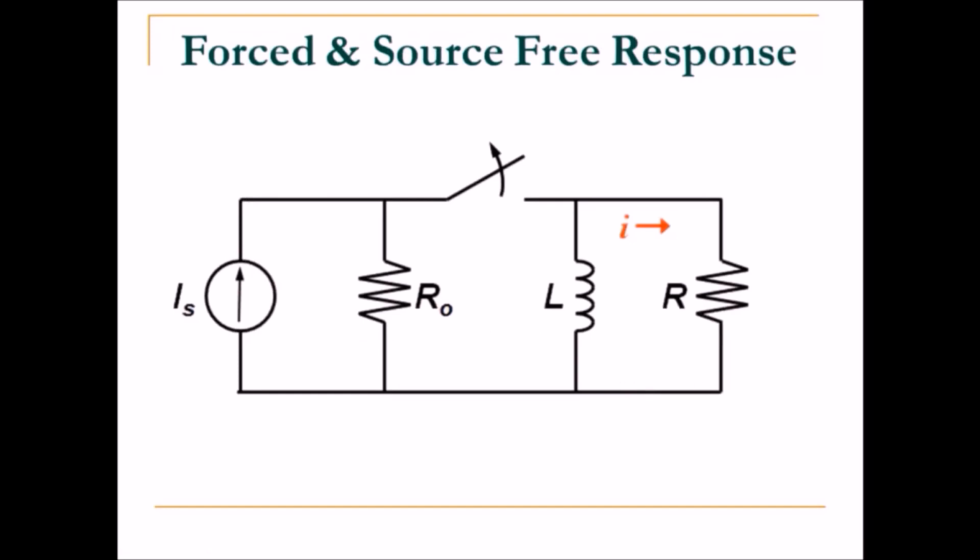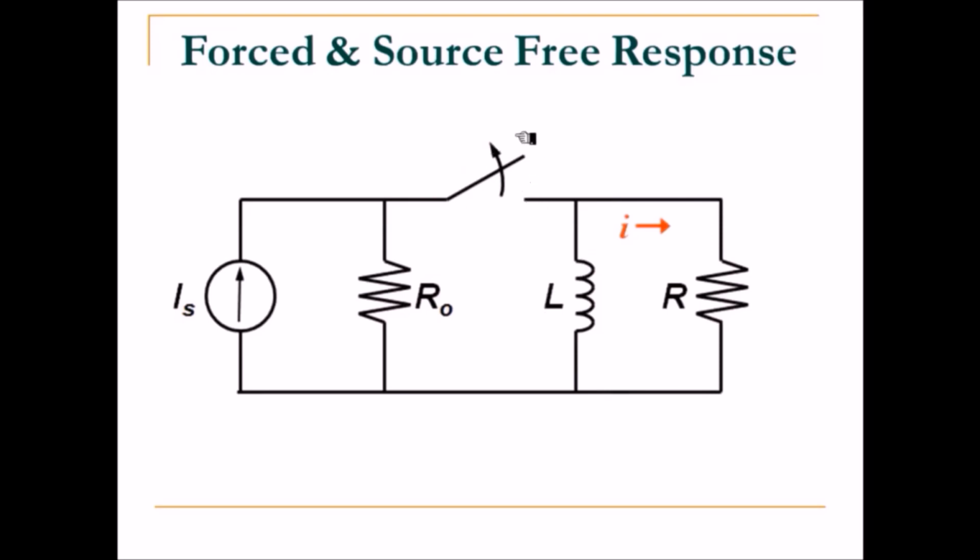Now let's understand the forced and source free response. Consider the circuit shown in the figure. We have a current source, resistors R0 and R, and an energy storing element L. Please recall the property of the inductor. An inductor stores energy in the magnetic field. Also, it will not allow a sudden change in current, right?